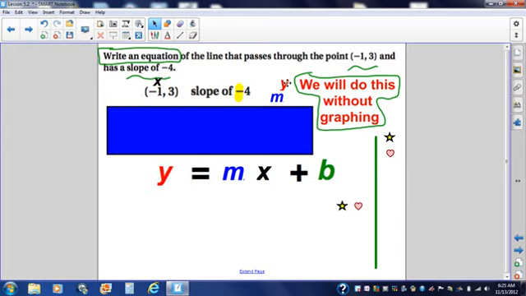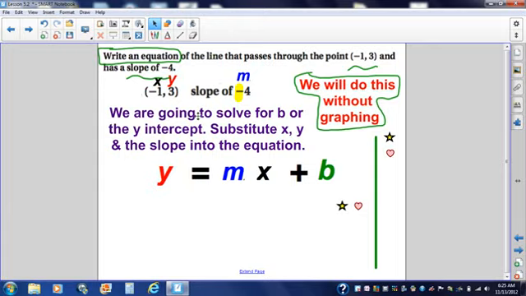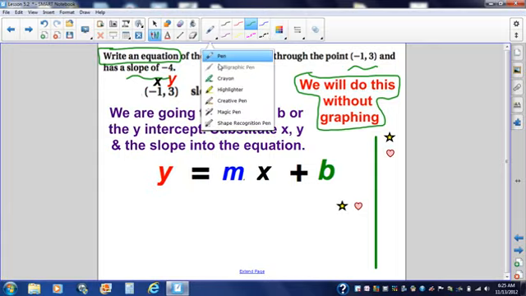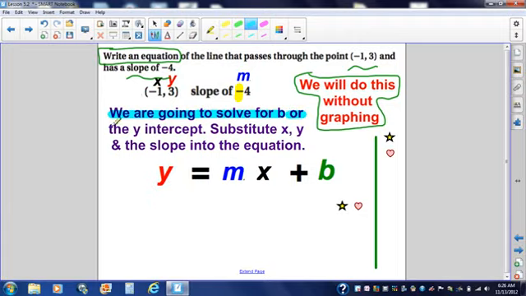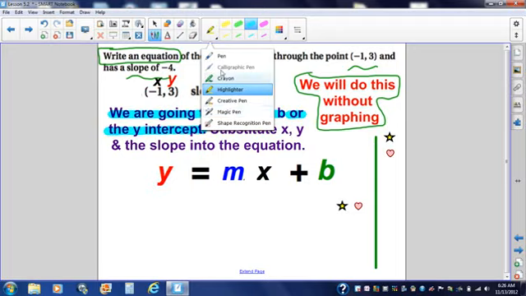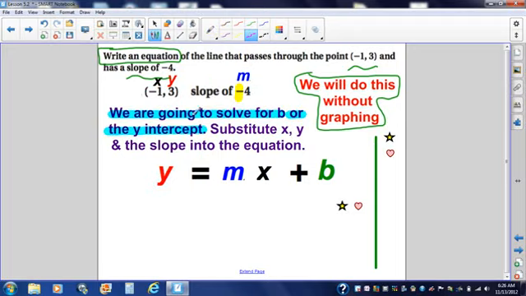So what are we going to do? We are going to solve for b, so you might want to make yourself a note on your paper. We are going to solve for b, or that's called the y-intercept. Not the letter y, the y-intercept. Visual people, I'm going to draw an arrow.